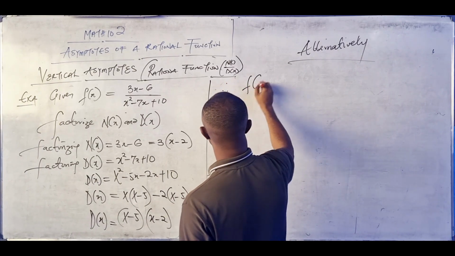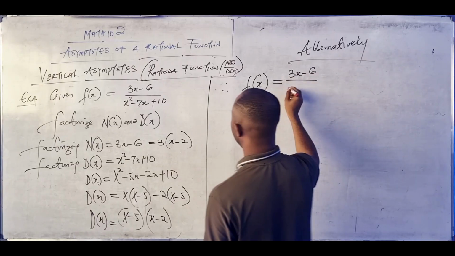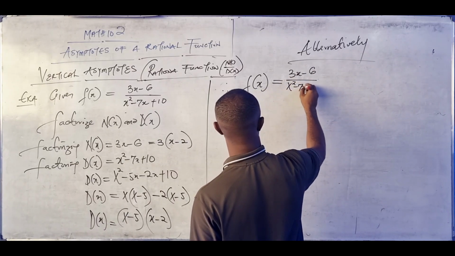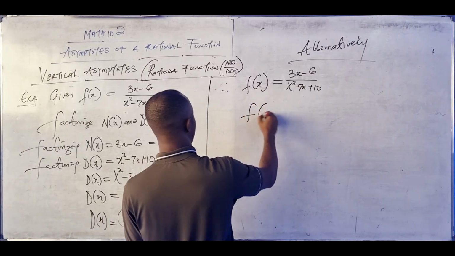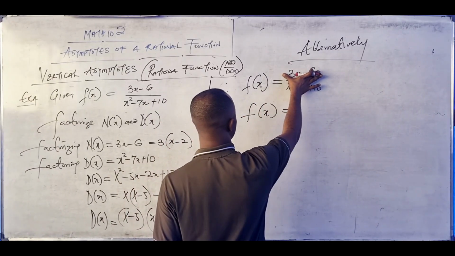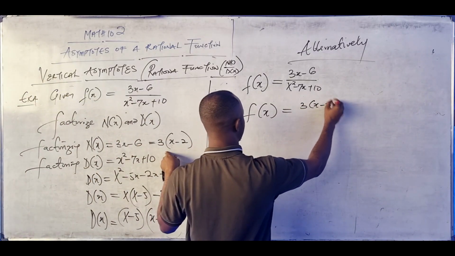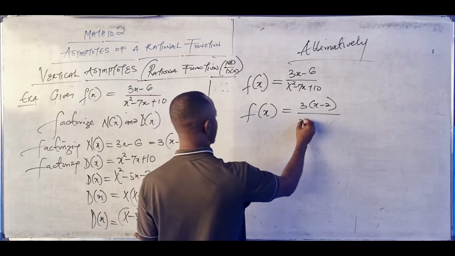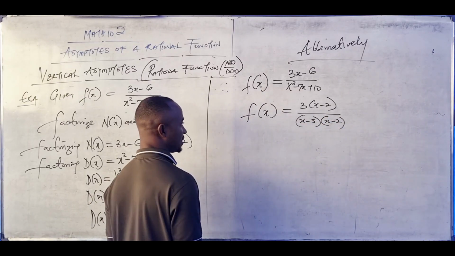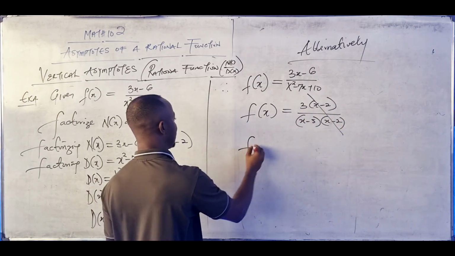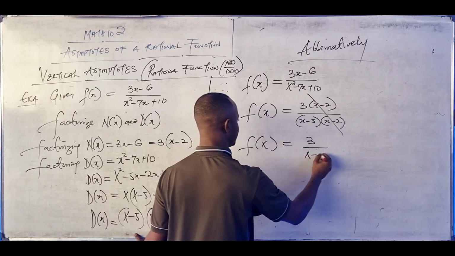Therefore, our f of x, which is equal to 3x minus 6 divided by x squared minus 7x plus 10, will now be what? Who can tell me? F of x equals to, what do we evaluate this as? 3 into x minus 2 over x minus 5 and x minus 2. Are there common things that can cancel out? This. So that means our f of x is equal to 3 divided by x minus 5.